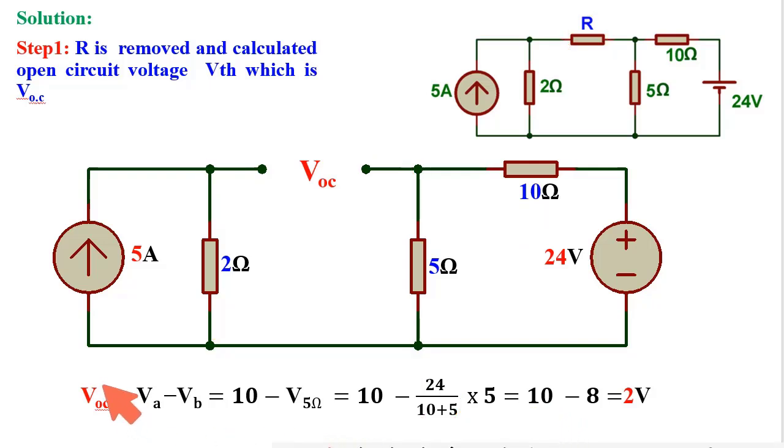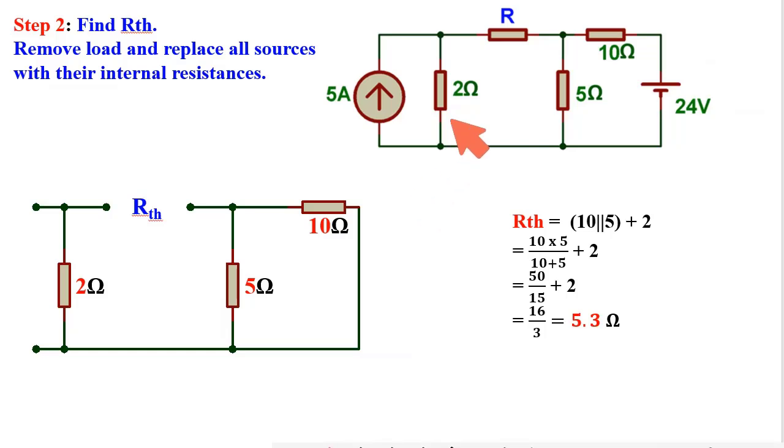So ultimately the open circuit voltage VOC is equal to 2 volt. Now to calculate RTH, remove this load. The load has been removed and sources will be replaced by their internal resistances. So the current source is open and the voltage source is shorted. Ultimately this is the resistive combination to get RTH. Here it is very easy to understand that this 10 and 5 are in parallel. The equivalent of these 2 is in series with this 2 ohm. So using 10 and 5 in parallel, with 2 in series, I got 5.3 ohm as the value of RTH.